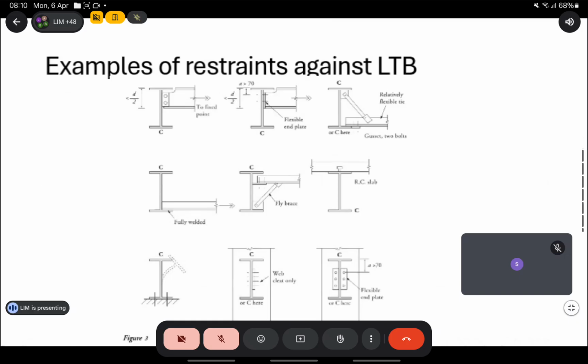So here there are some more examples. Some of them are full restraints, some of them are what you call semi-restraints. They don't fully restrain it. The most important part is if you can restrain the top flange, that means you can prevent LTB. In some cases, you can restrain the bottom flange, so it stops the entire beam from displacement, but it still doesn't stop the top flange from rotating.